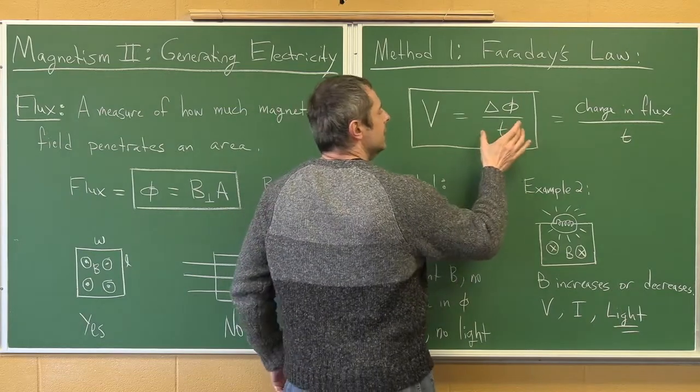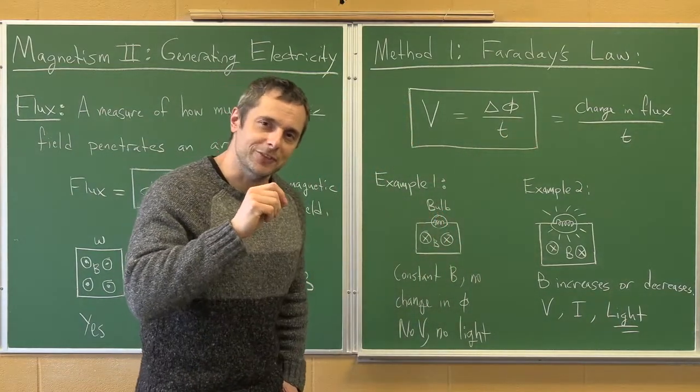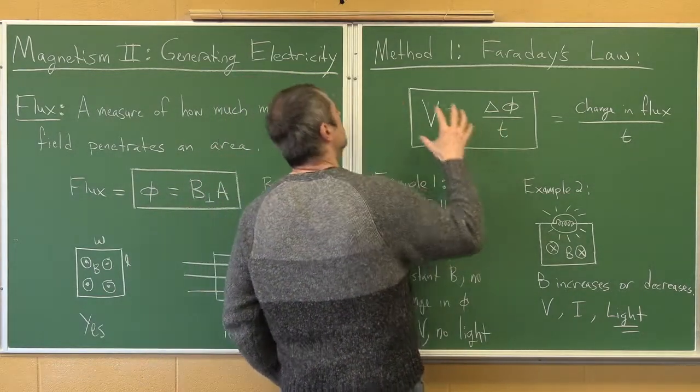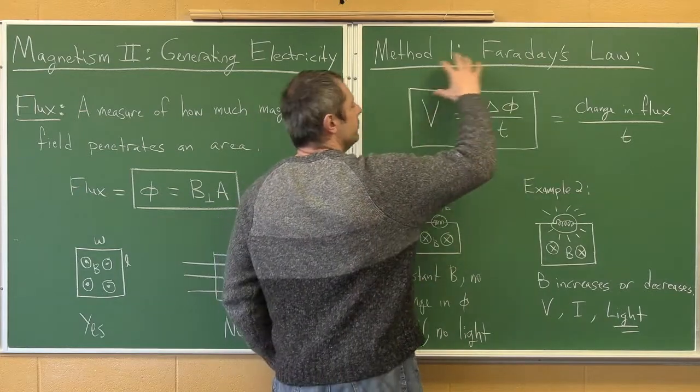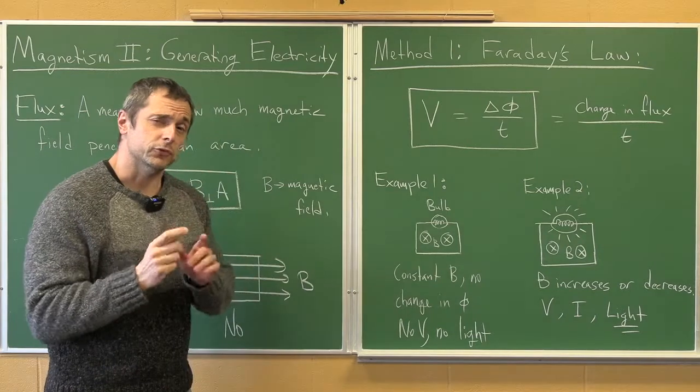So the more you change the flux, the more voltage you get out of a circuit. But the smaller the time that the change occurs in, in other words, the faster you make the change happen, the smaller this gets, the more volts you get. So that's the concept, Faraday's law. Let's take a look at a couple of examples drawn out.